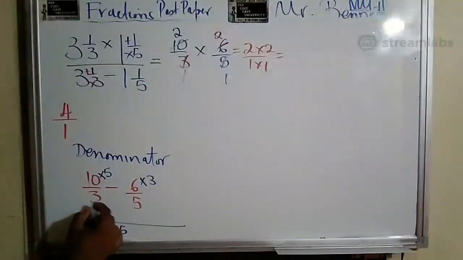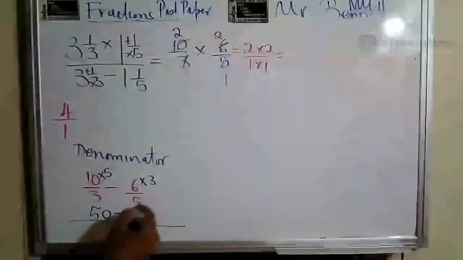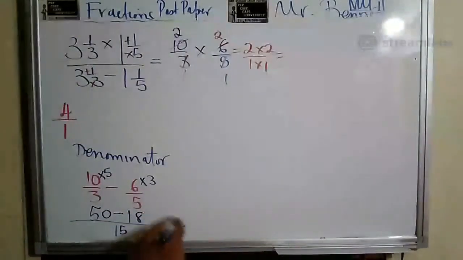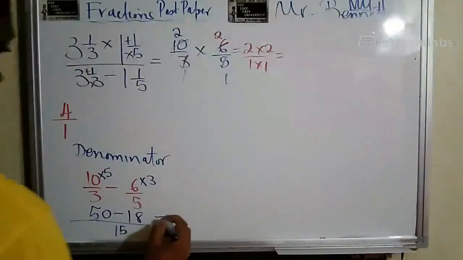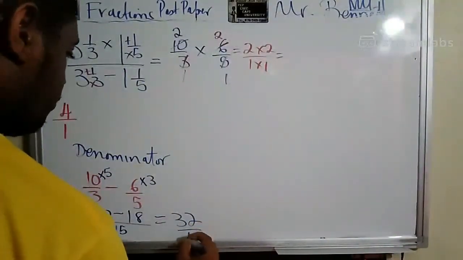So 10 times 5, that's 50. Put the minus, 6 times 3, 18. Now we can subtract 18 from 50 and see what we get. So we get 32, that's 32 over 15.